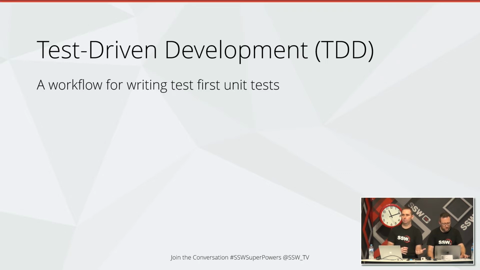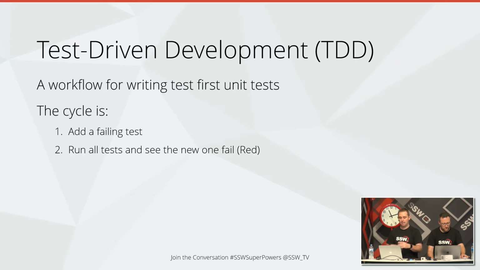It's no longer a question of whether we should be writing tests or whether we should be following TDD. I think we should be, and there's not really any other choice, at least in my opinion. So with TDD, the cycle is red-green refactor. With that cycle, the first step is to add a failing test, and then we run all the tests and see that one fail.